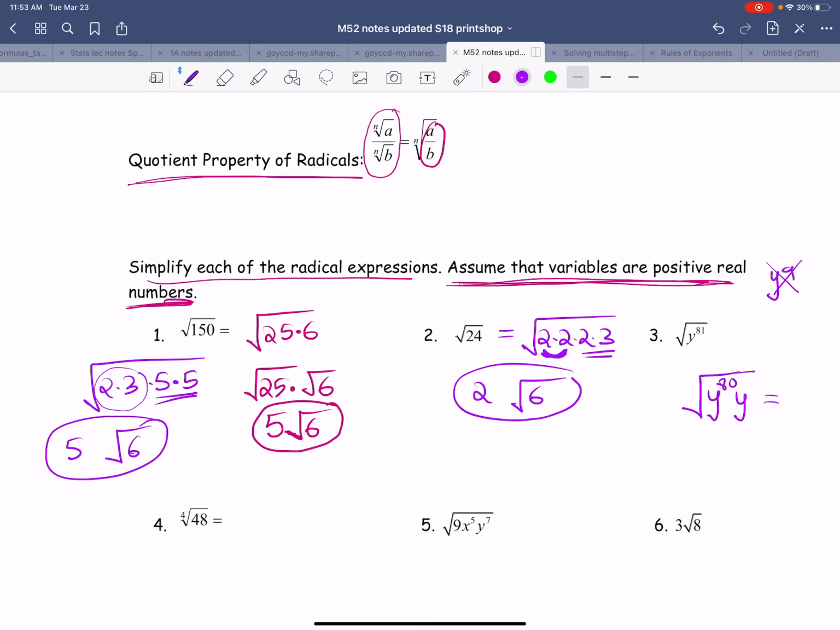The reason why is the index here is 2. Earlier we talked about how instead of writing 81 y's or 80 y's, we can just divide the exponent by the index. That's the power that is going to come out. So 80 divided by 2 is y to the 40th. Y to the 40th comes out, and then times square root of y. This poor y did not have a buddy to come out, so it's stuck inside the radical.